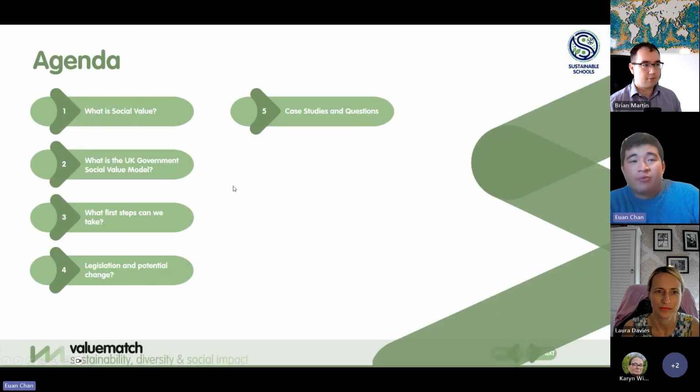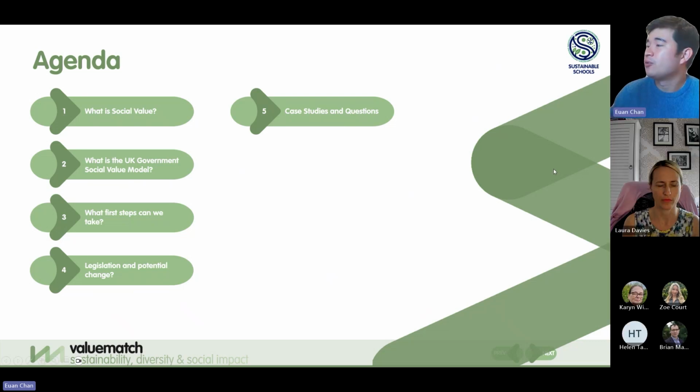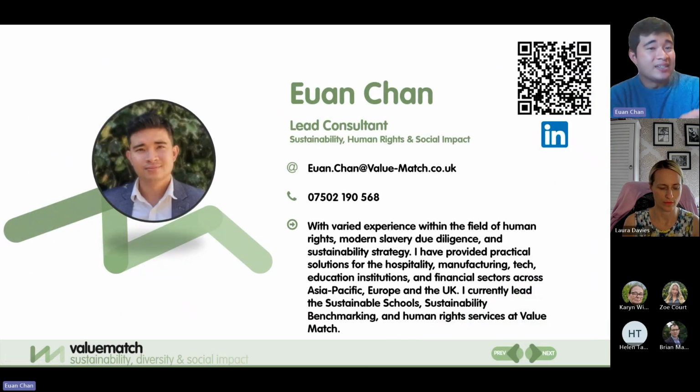So on the agenda today, we'll be covering what is social value, what's the UK government social value model, going into a bit more detail around that, what first steps can both schools and suppliers take, what's the legislation around it and the potential changes that are coming up, especially with the Procurement Act and the new Labour government, and finally, some case studies and time for questions. The case studies include how we've implemented social value delivery through school procurement, through supplier contracting. So just to give a bit of a heads up there in case you're wondering what kind of case studies we're talking about.